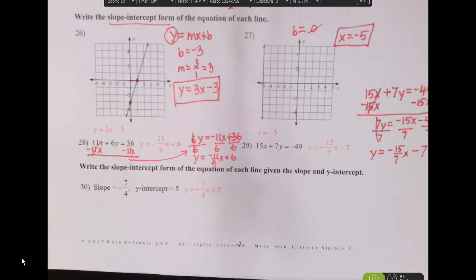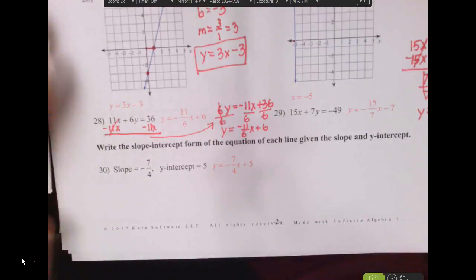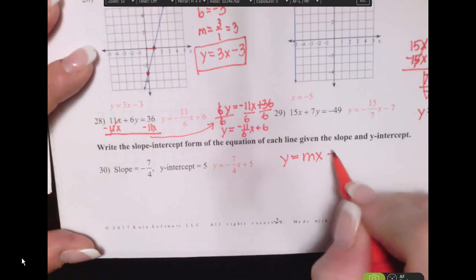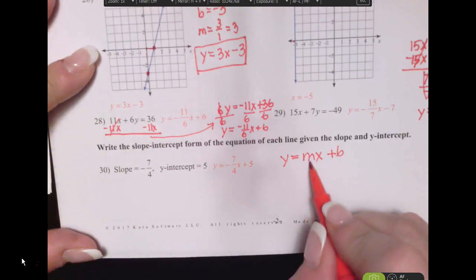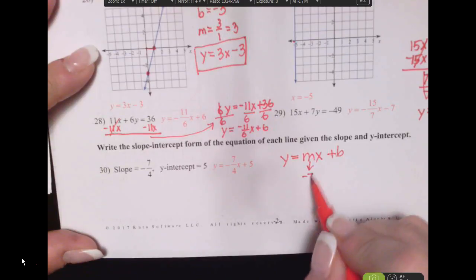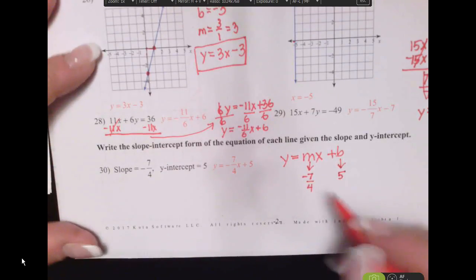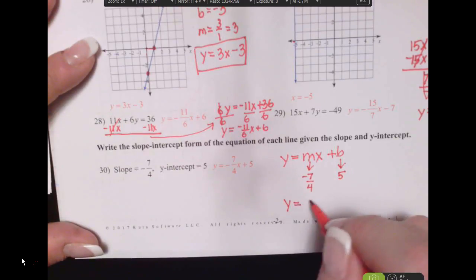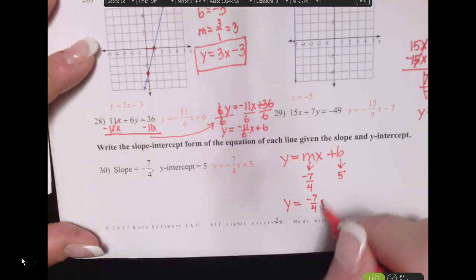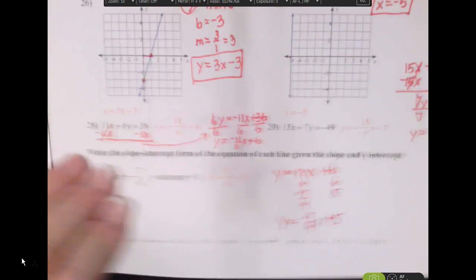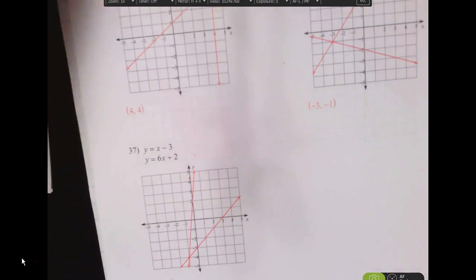In number 30, I'm being asked for slope-intercept form of the equation, but this time I'm being given the slope and the intercept, so I am just going to substitute. Here my slope is -7/4. Here my intercept is 5. So after I've substituted, I am done. So now we're ready to go on to the next page.